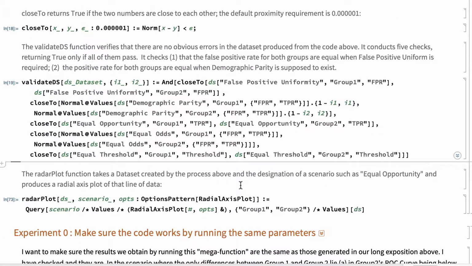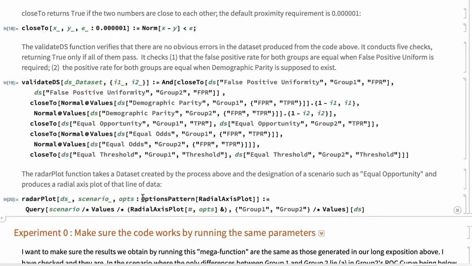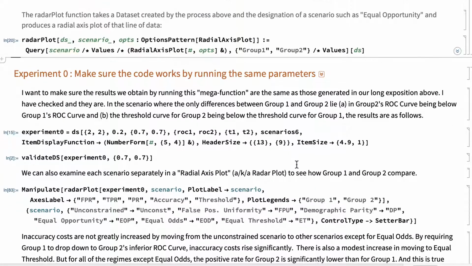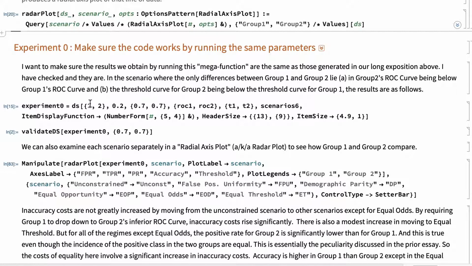And finally, I've got one more visualization function, which is going to take the rows of our data set, and it's going to produce these radial axis plots, sometimes called radar plots, from that, which will help us understand what's going on. So the first experiment isn't going to add any new information. It's really just making sure this code works. So here we are. Let's just orient ourselves to the code. This means that the cost ratio for both groups is 2. The incidence of the minority group, I'm sorry, not the incidence, the fraction of the population that's in the minority group is 20%.